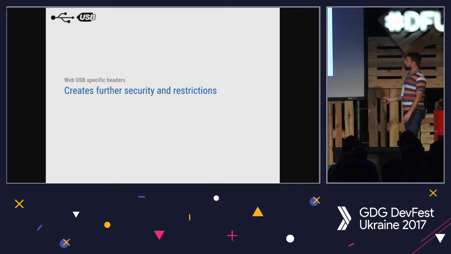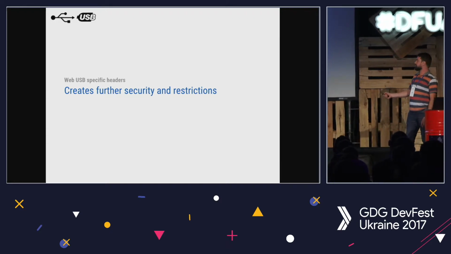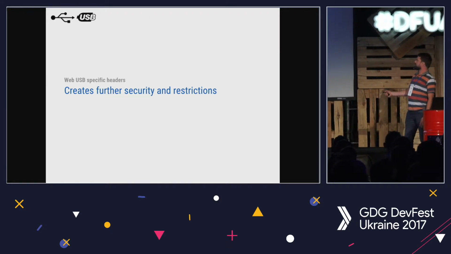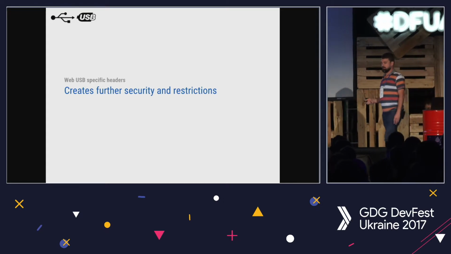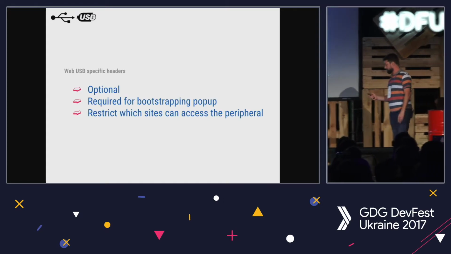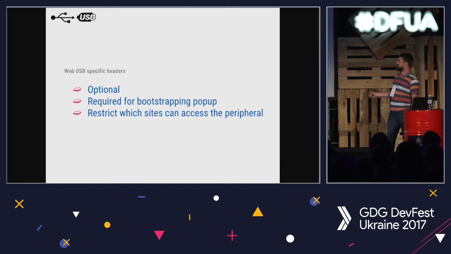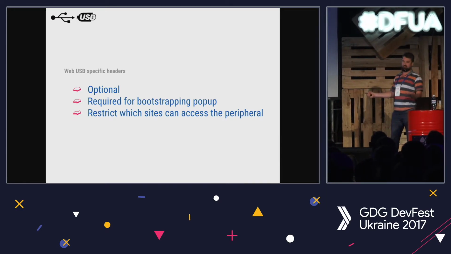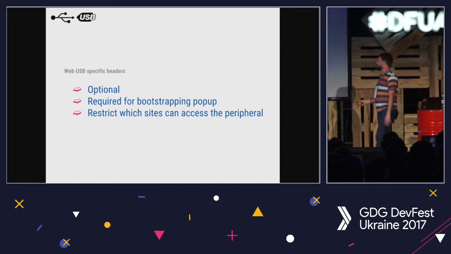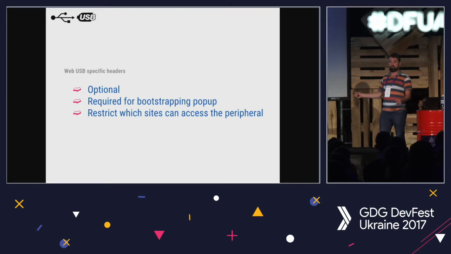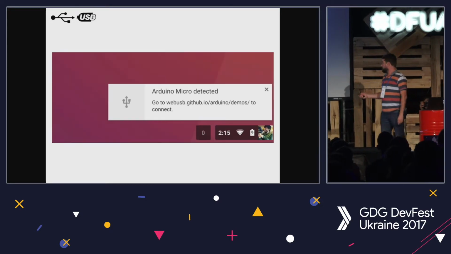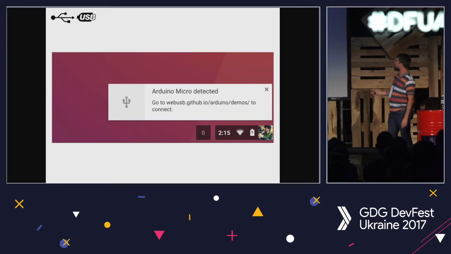With Web USB, which is the standard for connecting USB on the web, you can get further security and restriction by adding a few USB headers. These are optional. They are required if you want to see the pop-up to show a URL, because you kind of need to put that URL somewhere. And you can also restrict which sites can access which devices. So it looks something like this.